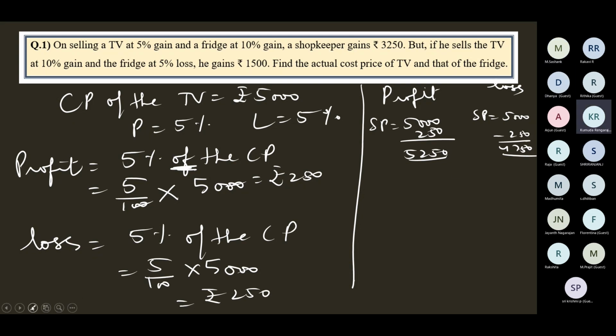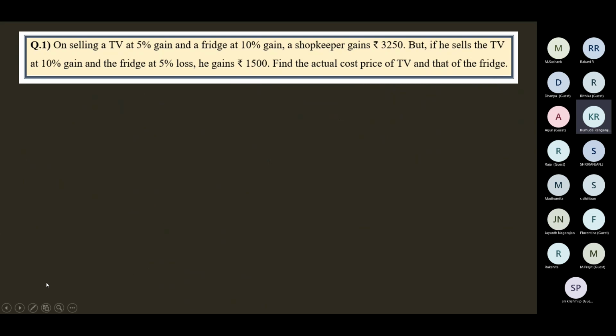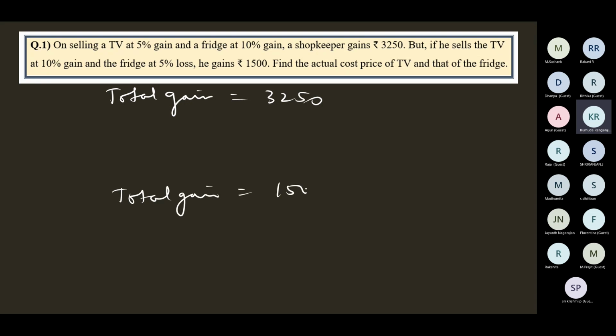All right. Now, how do we construct the equations? See here, the total gain in the first transaction is given. What is the total gain? Total gain is equal to 3250. In the second one also, it's a total gain. Total gain is equal to 1,500. So how do you find the total gain? In the first transaction, since it's a profit in both, it will be the gain on selling the TV plus the gain on selling the fridge is equal to the total gain of 3250. That is the first equation.